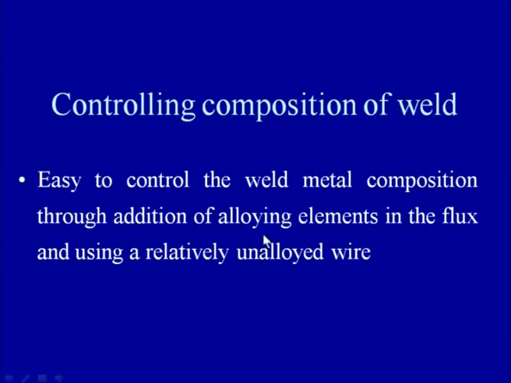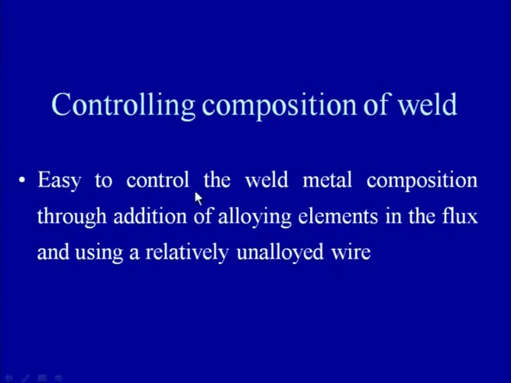Another important feature associated with submerged arc welding is that the composition of the weld metal can be easily controlled, as compared to the other approach where we need to supply the electrode of the desired composition. Here, to control the composition of the weld metal, the required alloying elements which are to be added in the weld material are first added with the flux.